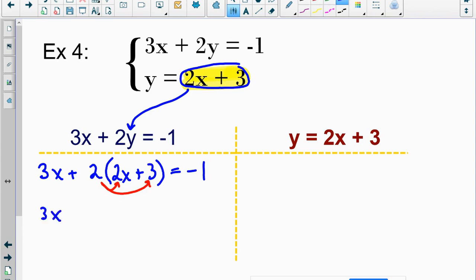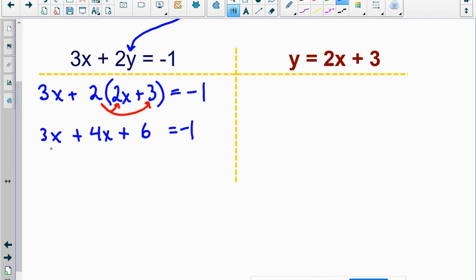Let's bring down the 3x. And I'm going to distribute. 2 times 2x is 4x, and 2 times 3 is 6. Still equals -1. Next, I want to go ahead and combine my like terms. So I take 3x plus 4x is 7x.